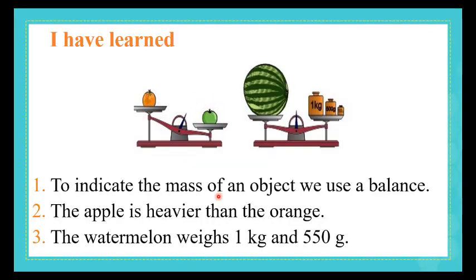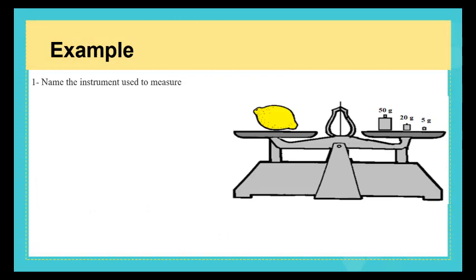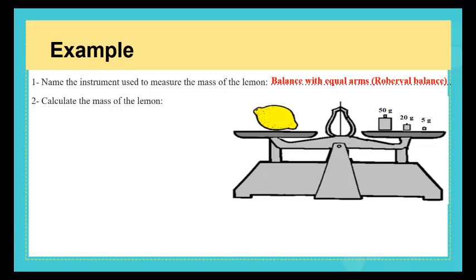And in the second balance, the watermelon weighs 1 kilogram and 550 grams, because if we sum up the masses of these standard masses, they give 1 kilogram and 550 grams. Example: name the instrument used to measure the mass of the lemon. Of course, it is the balance with equal arms, or we can call it the Roberval balance. Number 2, calculate the mass of the lemon.